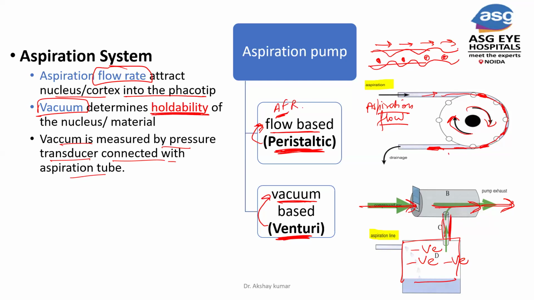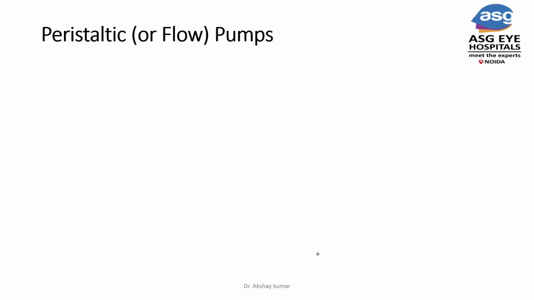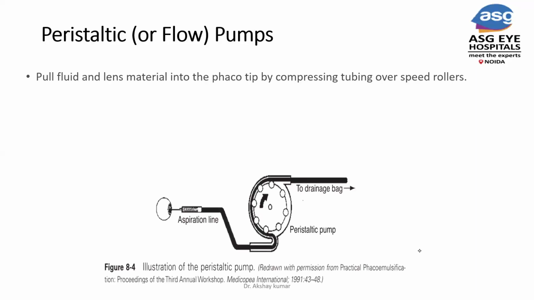And in phacoemulsification, this chamber is directly connected with the help of the phaco probe. So this is how it works. The vacuum is directly transmitted to the phaco probe in the Venturi pump. We will talk about this in detail in further slides.